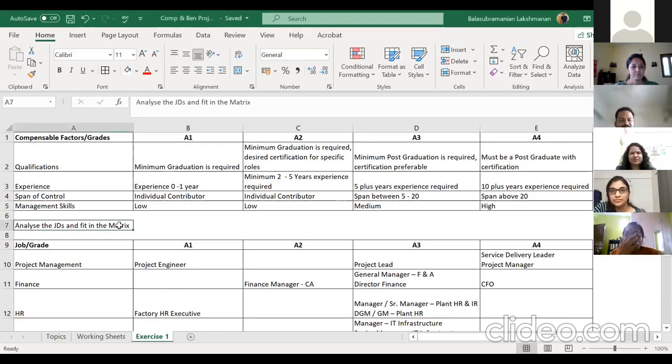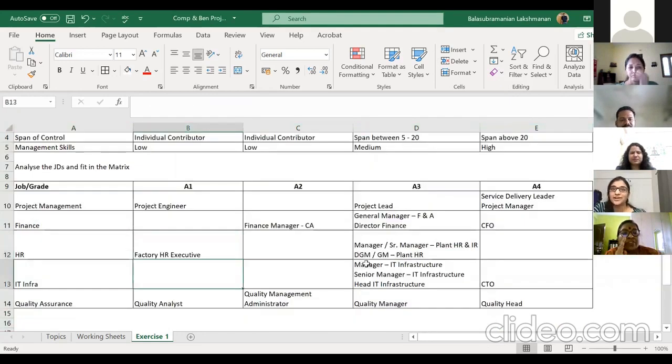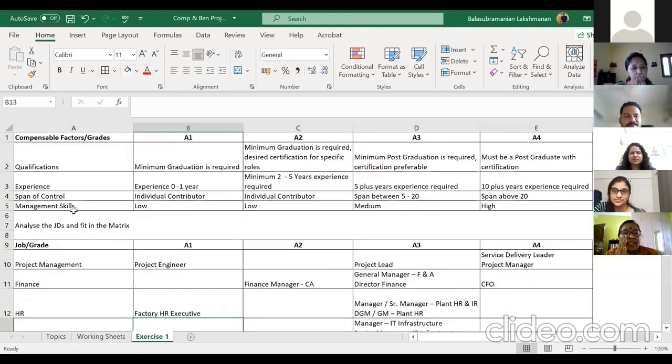No, you can just give me a very crisp summary. Step 1, compensable factors: these are the compensable factors. Step 2, defining grades: 4 grades. Step 3, writing descriptors: we have written a descriptor under every grade for every compensable factor. Step 5, evaluating the job descriptions and categorizing them based on the descriptors for every compensable factor, and we map them. Then you list those positions in A1, A2, A3 and A4. Got it? So that's the process.